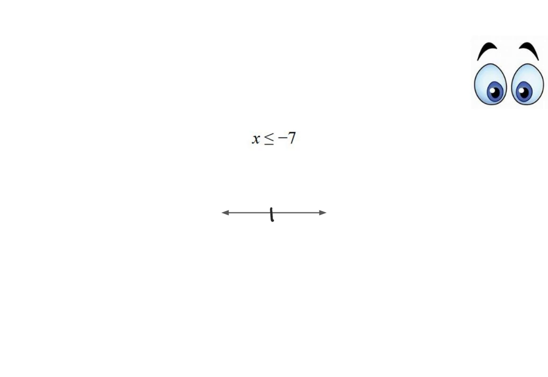So for this one, we'll label our point -7. X is less than or equal to, the arrow points to the left. K is greater than 1. Our circle indicates that K cannot be equal to 1. It is just greater than, so our arrow points to the right.